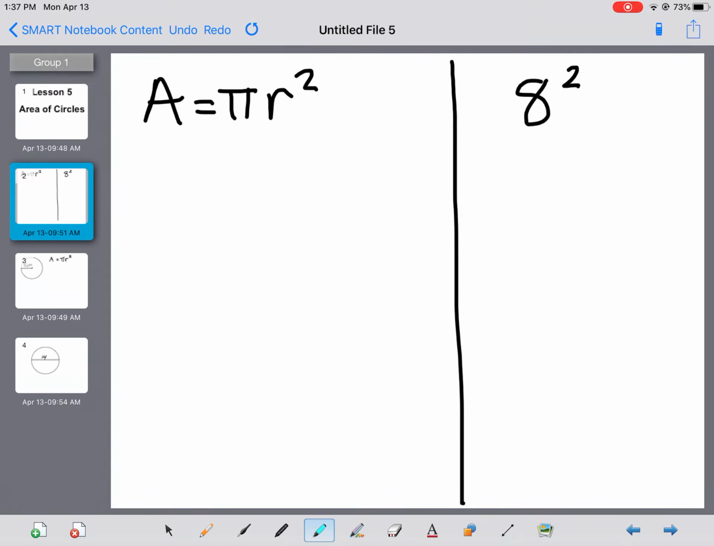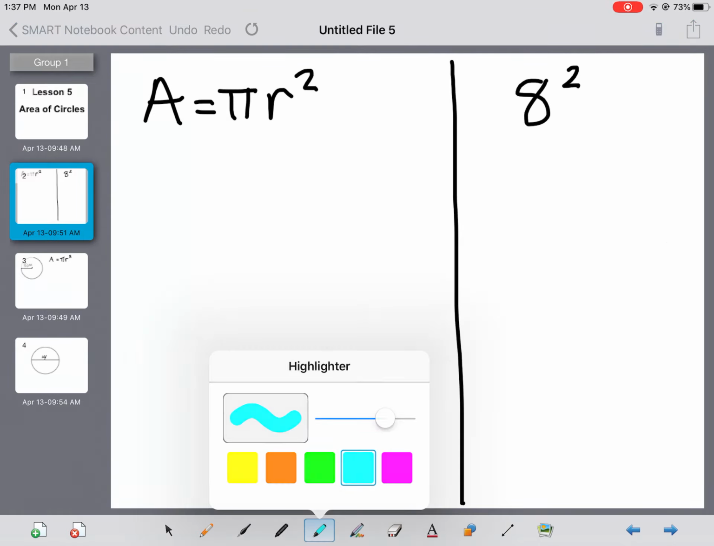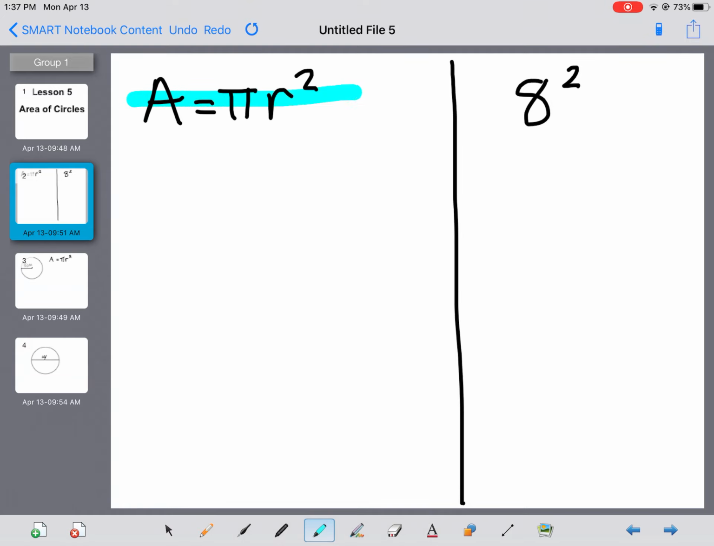Lesson 5, area of circles. I've got a new formula for you today. The new formula is area equals pi r squared.